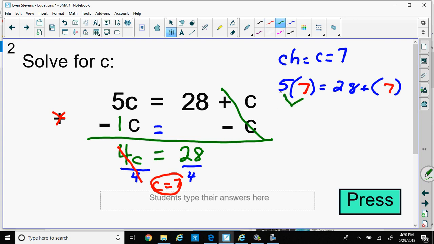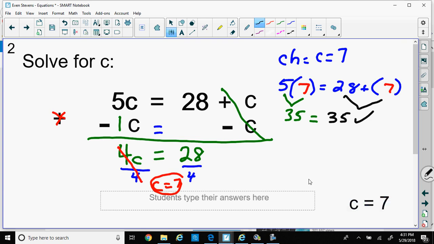So I have 5 times 7, that's equal to 35 on the left side of the equal sign. On the right side, I just have an addition problem. I have 28 plus 7, and that is also equal to 35. So it does balance and it checks out. So when C is equal to 7, we have an equal equation. So the value of C was 7. So we solved it as well as checked it. So you should always check your answer just to make sure it's correct.